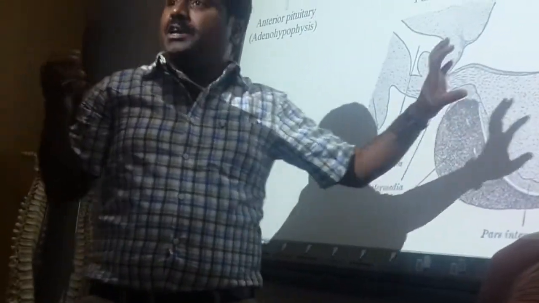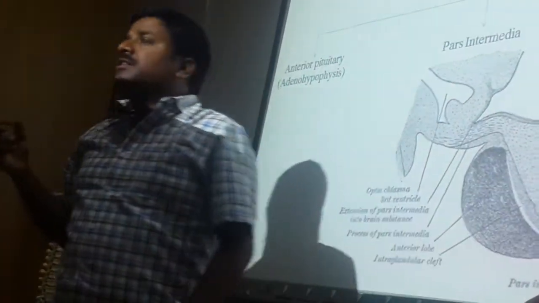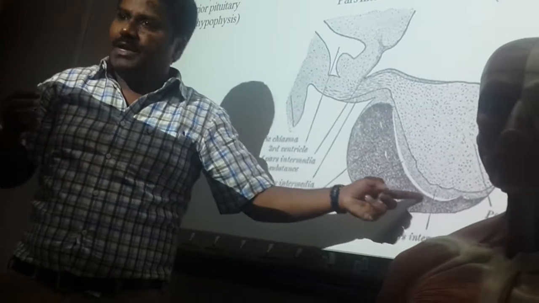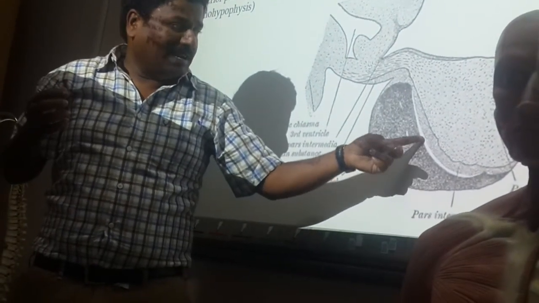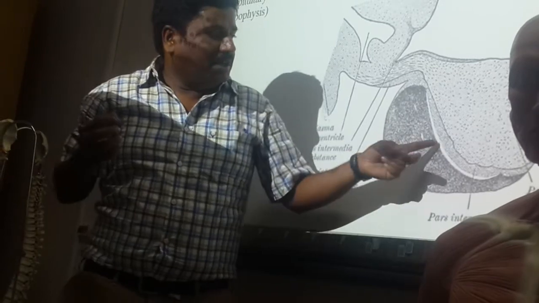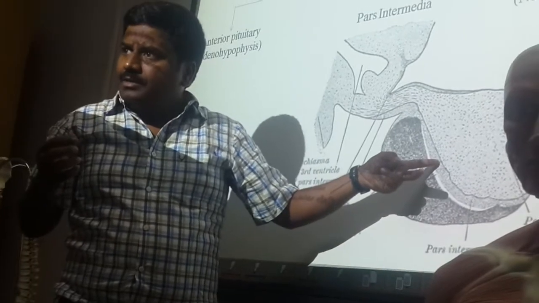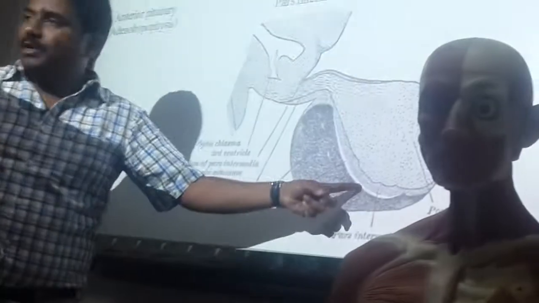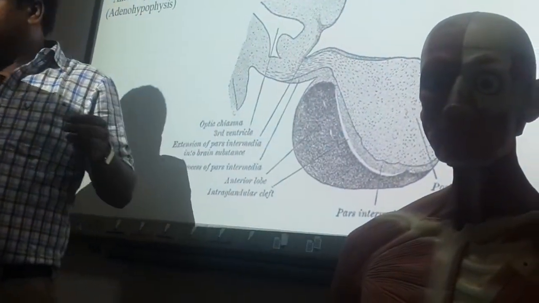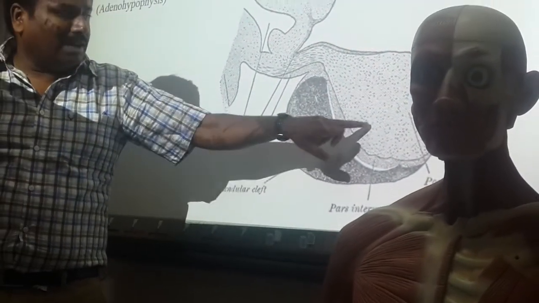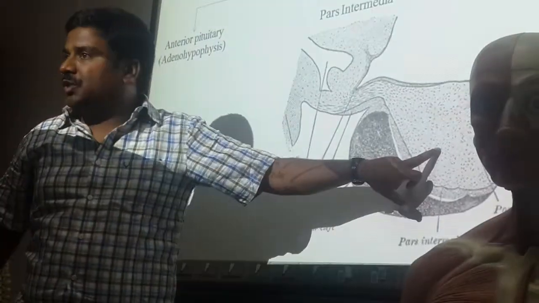So anterior pituitary, posterior pituitary, then intermediate. Separating them, you have a cleft, a gap. Anterior to this cleft is the anterior pituitary, and between the cleft and the posterior pituitary you have the intermediate lobe. See this? It's attached close to the posterior pituitary. You understand the word cleft? That is the gap. Anterior to this cleft is the anterior pituitary. Posterior to this cleft is the intermediate, and then the posterior. So those are the three parts of the pituitary gland.